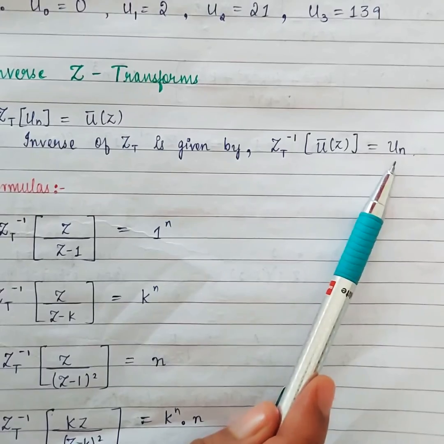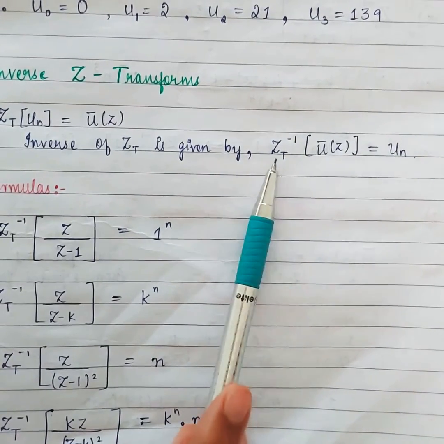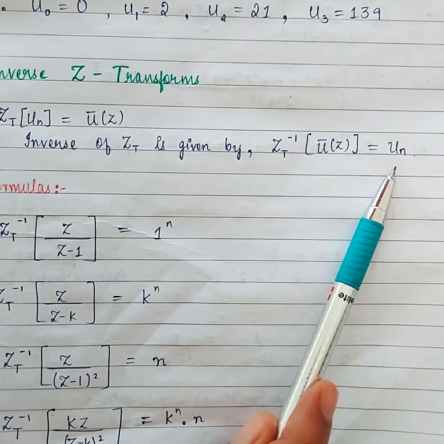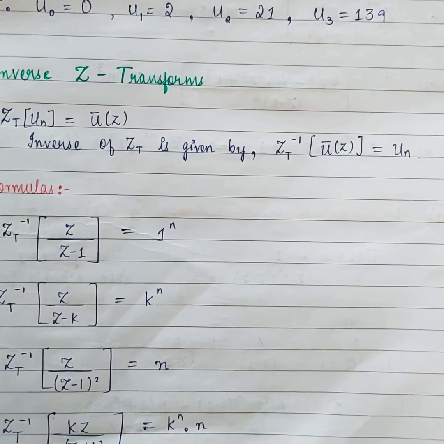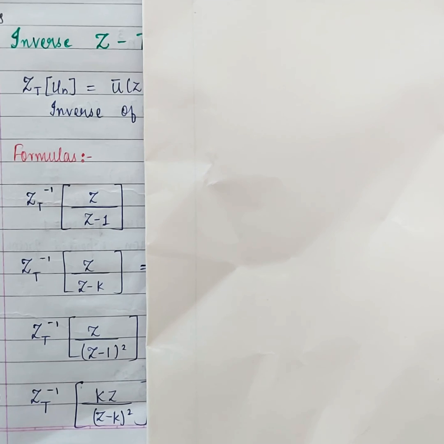So if you apply Z transform for Un, you will get U bar of Z. If you apply inverse Z transform for U bar of Z, you will get Un back. Okay. So now what I will do is, you can guess the formula on your own. Now try to see the function on the left hand side and try to connect it to the correct formula.